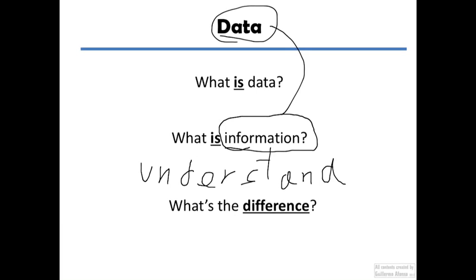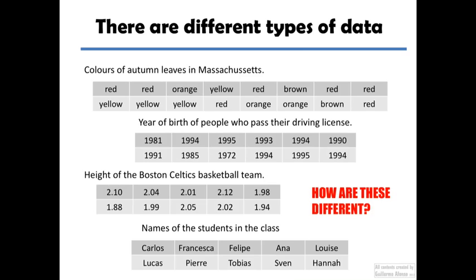But to do so, we have to understand the different types of data. So here's a very simple example. You have the colors of autumn leaves in Massachusetts, and for example the height of the Boston Celtics basketball team. Now, how are these different? Well, look at the different data we have. We have red, orange, yellow, etc. 2.10, 2.04, 2.01, 2.12. Easy to see. What is the difference? What are the different types of data?